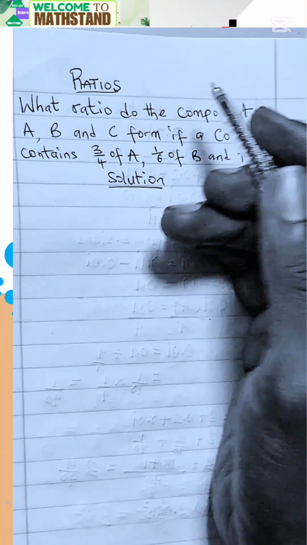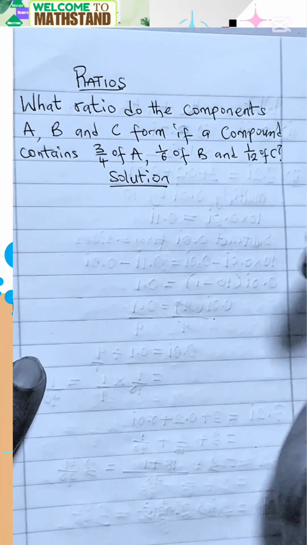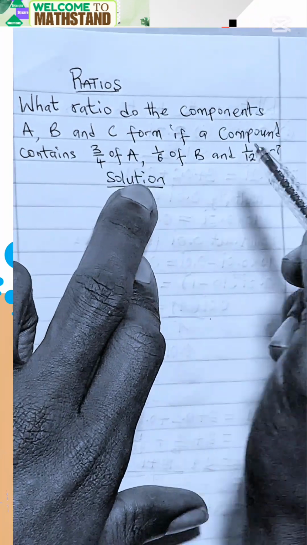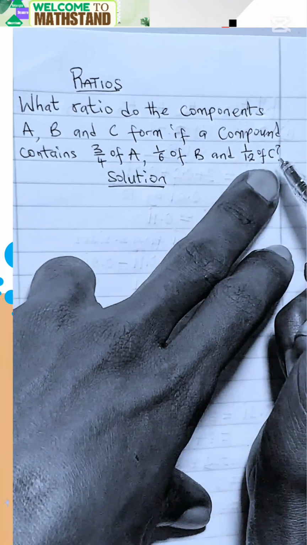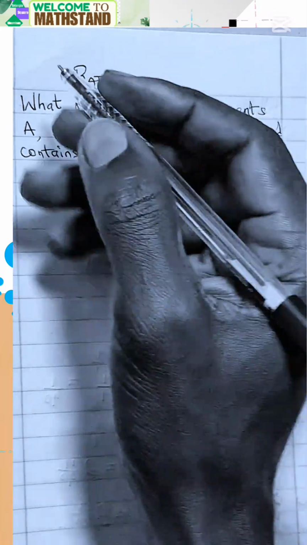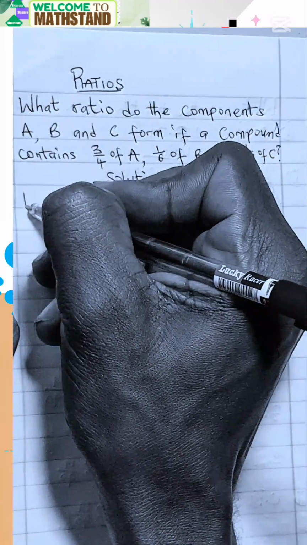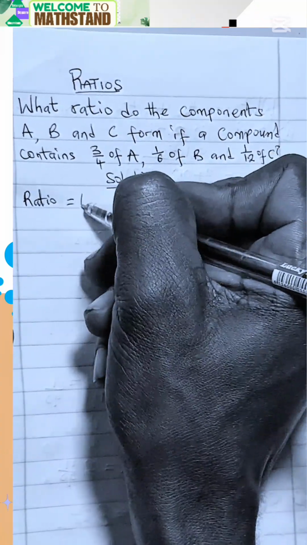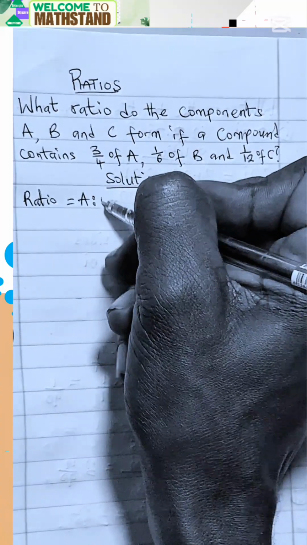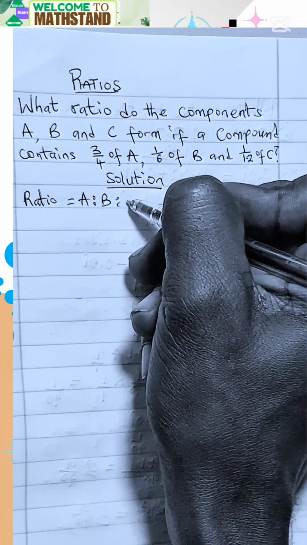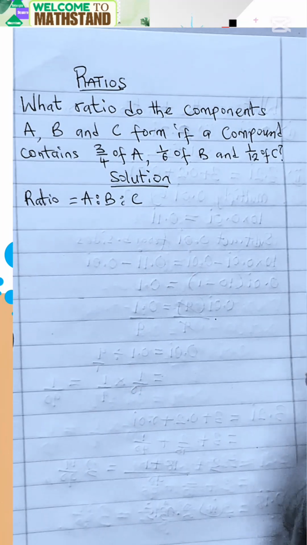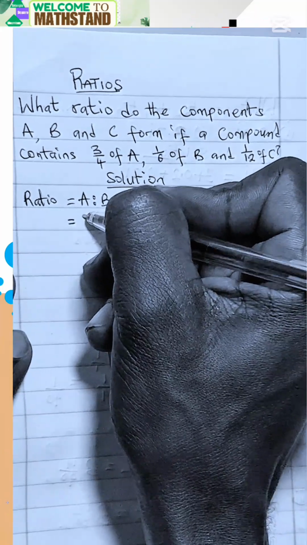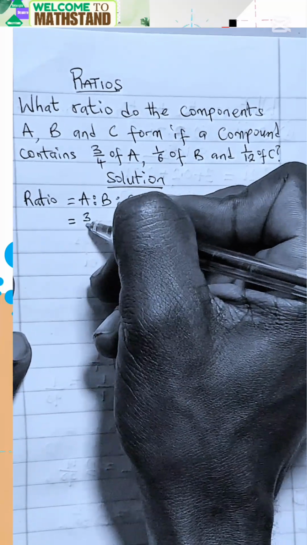So what we need to firstly consider is that these are the fraction of A, fraction of B, and fraction of C. The ratio will be in the form A is to B is to C. So in this regard, we just take the fraction. Let's write the fractions according to the ratio.